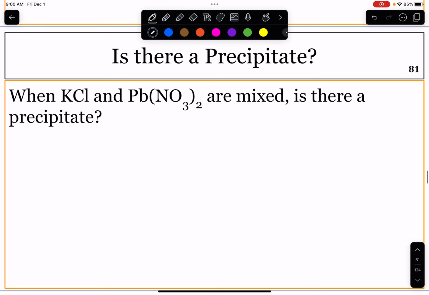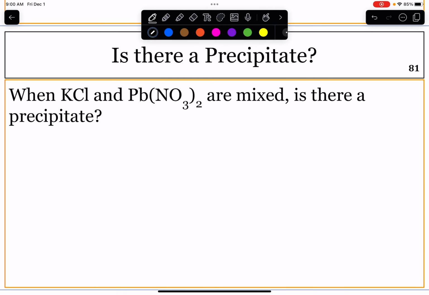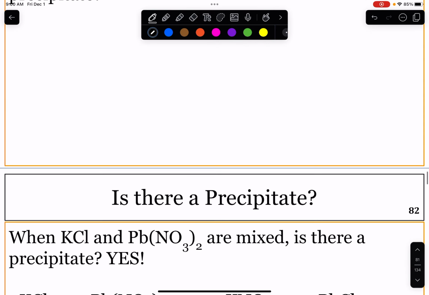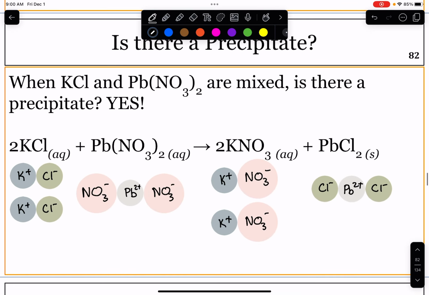Let's try another example. Potassium chloride and lead nitrate are mixed. Is there a precipitate? Pause and see if you can predict the products, balance the equation, and also predict the solubility, whether or not the products are solid or aqueous. So here we have our aqueous potassium chloride. We have our aqueous lead nitrate. The products are potassium nitrate and lead chloride. The first 2 reactants are aqueous. The potassium nitrate is aqueous, but the lead chloride is solid.